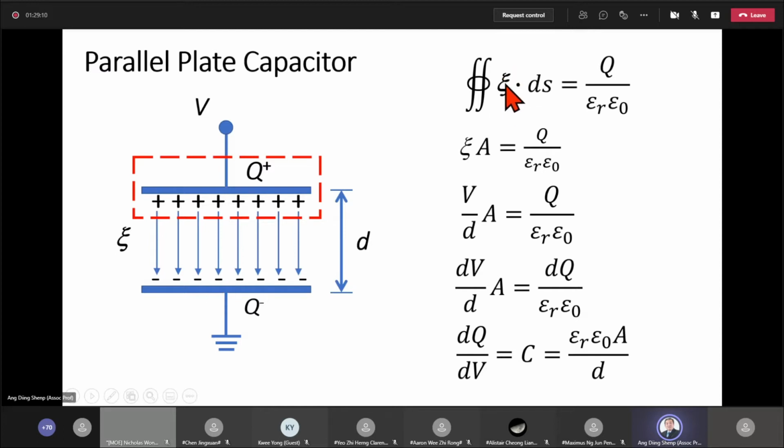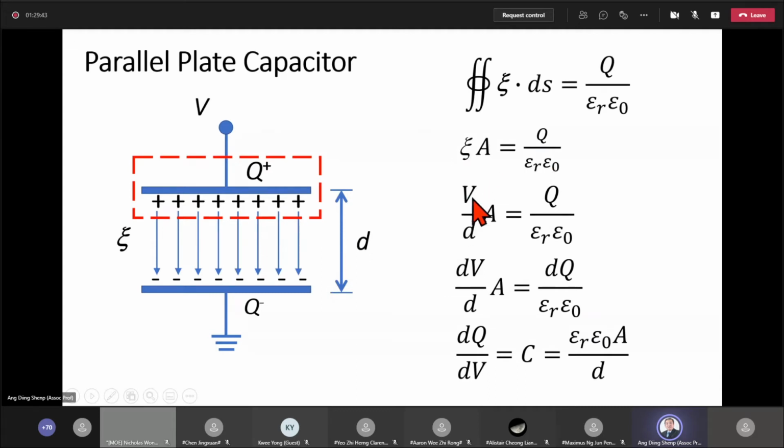Since the electric field is a constant, you can pull it out of the integral, right? And the integration of dS is simply the area of the Gaussian surface, right? Since this is the only part where there is non-zero contribution to the integral, this area of the Gaussian surface is equal to the area of the plate, A. Okay, so this is how we can apply Gauss's law to this simple example of a parallel plate capacitor.